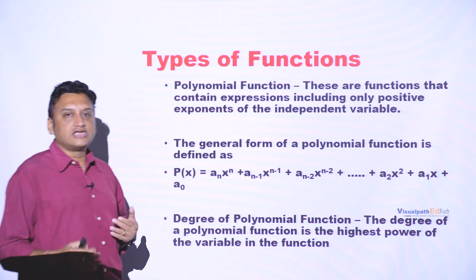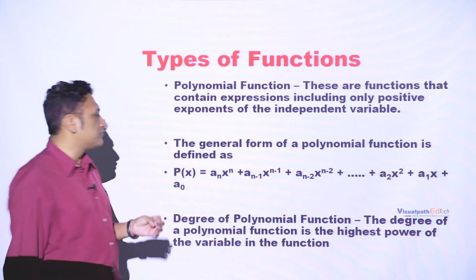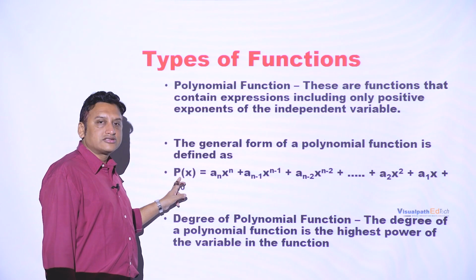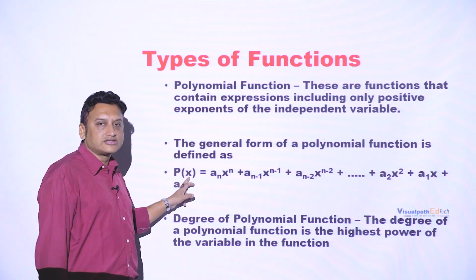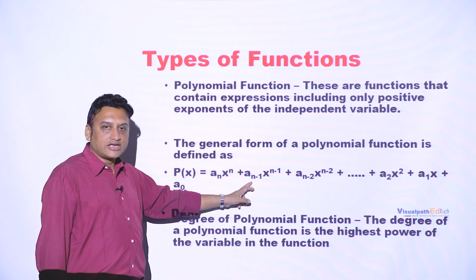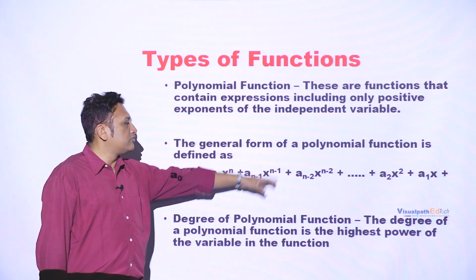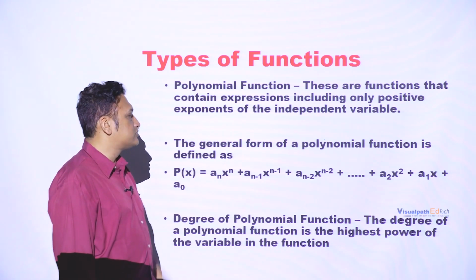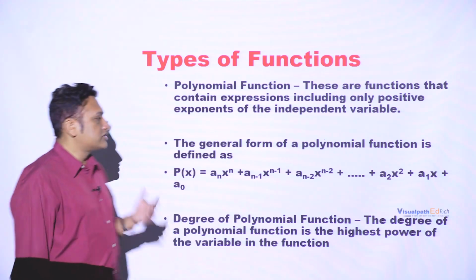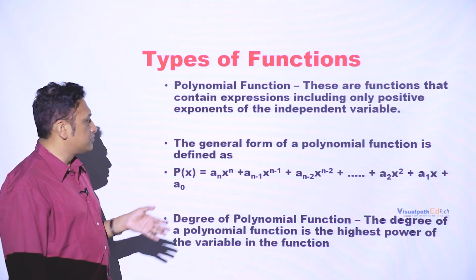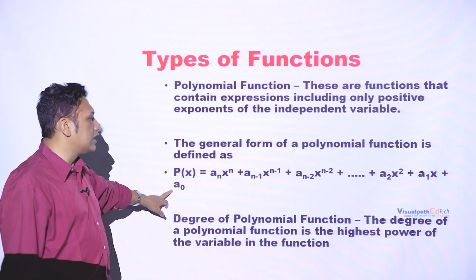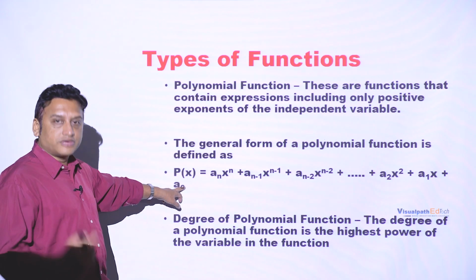The generic representation of a polynomial function is written as P(x). P(x) represents the function in terms of x, and then we can have a n x to the power n plus a n minus 1 x to the power n minus 1 plus a n minus 2 x to the power n minus 2 and so on. It can continue, and then we have a 2 x to the power 2 plus a 1 x to the power 1 plus a naught.